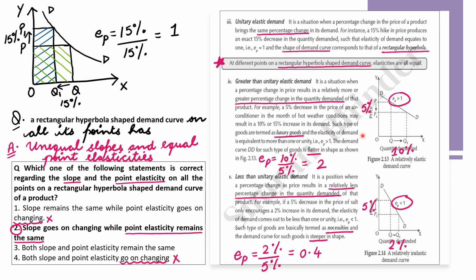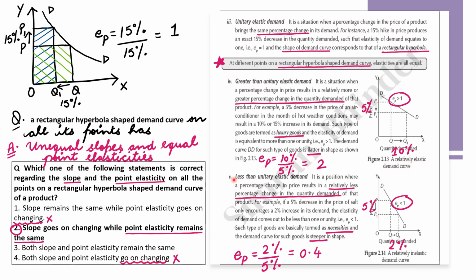So such type of goods are termed as luxury goods. Why luxury goods? Because with a small fall in price, their quantity demanded has increased much more than the percentage decrease in the price. What else you have to remember is the demand curve for such type of goods is flatter. You can see in the figure, this demand curve is flatter in shape. It is not steep. So this is all about greater than unitary elastic demand. What else you can learn is it is also called relatively elastic demand curve.